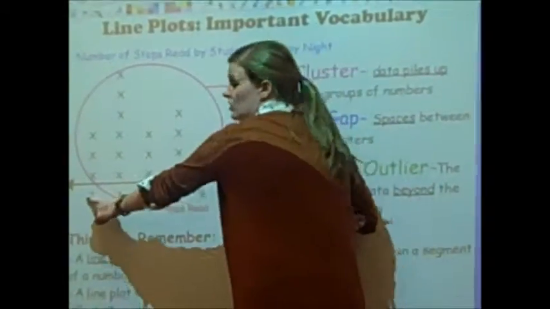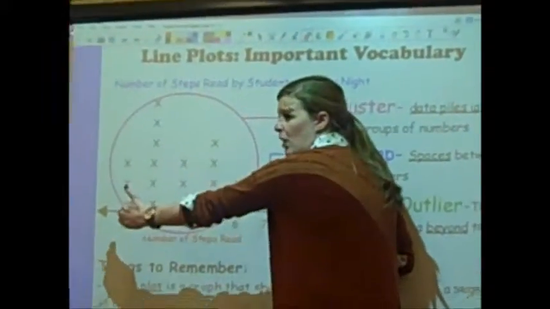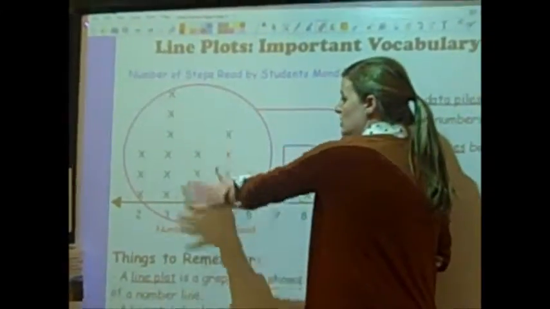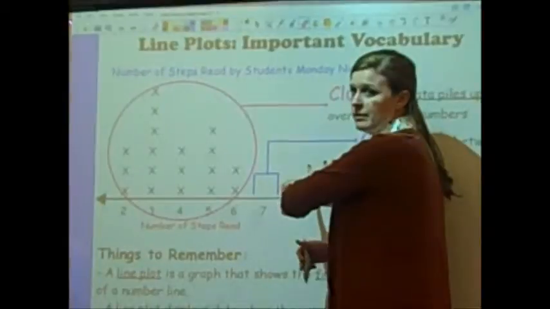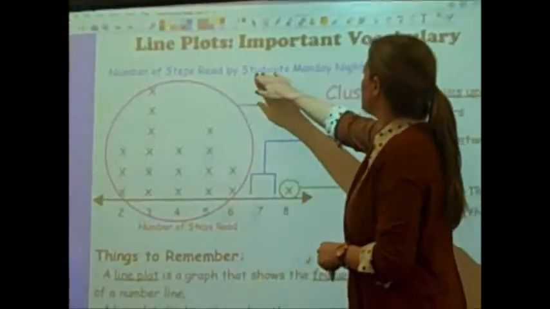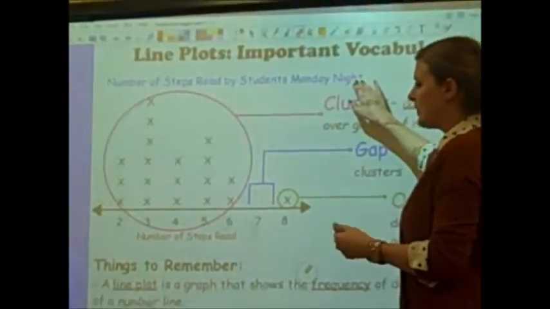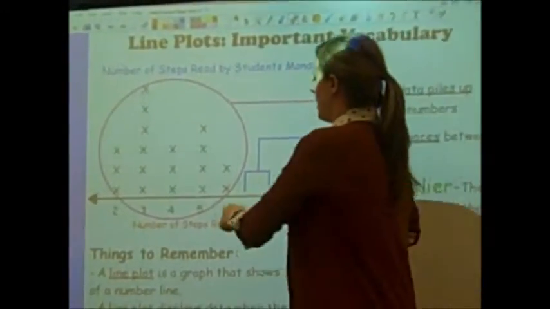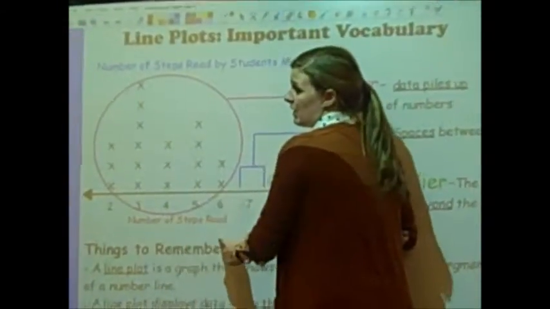The difference between 8 and 2 is 6. It's a very small range of numbers. Frequency just shows how much that number is occurring. So this title here says number of steps read by students Monday night. So steps for 100 Book Challenge. A lot of times this isn't even labeled down here.